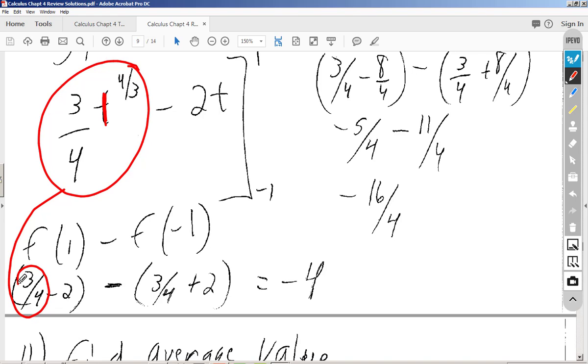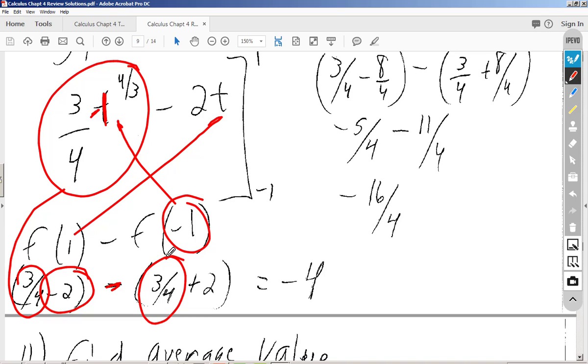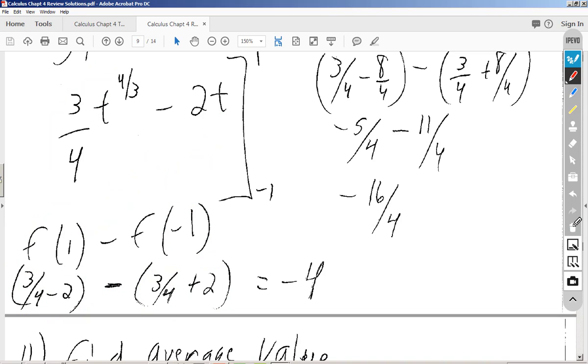Then I'm going to substitute 1 over to here, so that's going to be the minus 2. I'm going to subtract my f of -1, so putting -1 into this equation, that still comes out to be 3/4. Now putting -1 into this equation, that gives me plus 2. So I've got 3/4 minus 2 minus 3/4 plus 2.